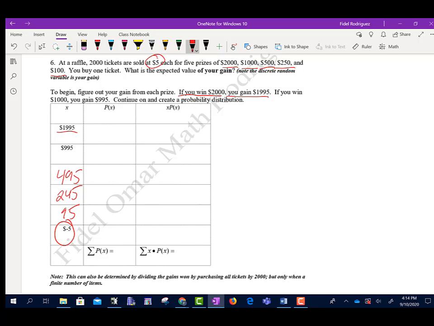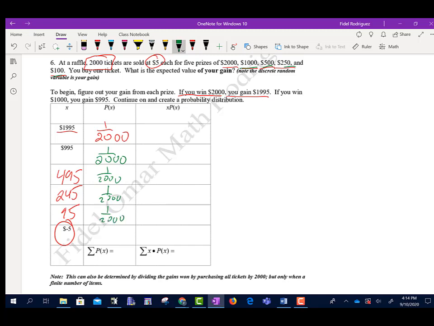So the next thing we're going to figure out is how many tickets were sold? 2,000, right? Okay, so there's one prize at $2,000. So the probability that I get that ticket is 1 out of 2,000. And there's one prize at $1,000, and the probability that I win that ticket is also 1 out of 2,000. And it's going to be the same for these here, right? So 1 out of 2,000, 1 out of 2,000, 1 out of 2,000, okay?